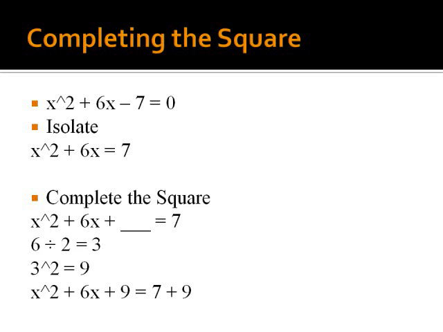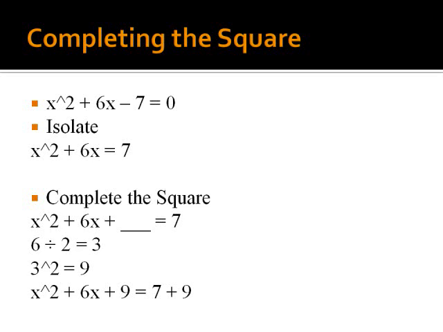To do this, you must take half of the x term, in this case 6x. You have a 3. Take that term and square it. Now you have a 9. Take this constant and add it to both sides of the equation. x squared plus 6x plus 9 equals 7 plus 9.